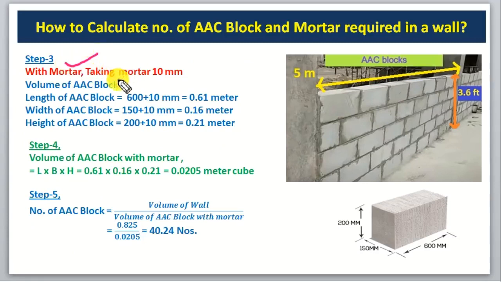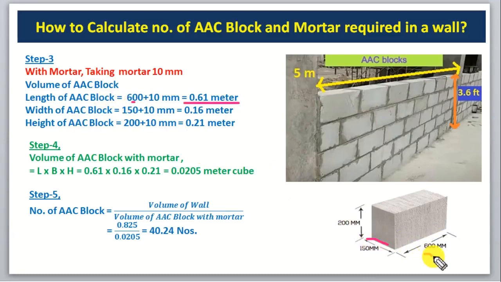In step number 3 we will calculate the volume of the AAC block with mortar. At first we calculated without mortar, now we will calculate with mortar. In this wall a 10 mm thickness of mortar is used, so I am taking 10 mm mortar. If we add mortar to this block, then we have to add it on this side and this side. So we have to add 10 mm on each side of the block. Okay, so I am adding 10 mm, 10 mm and 10 mm on all sides of this block.